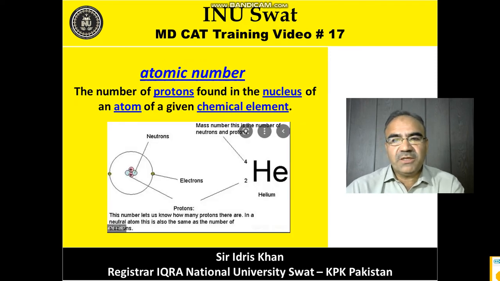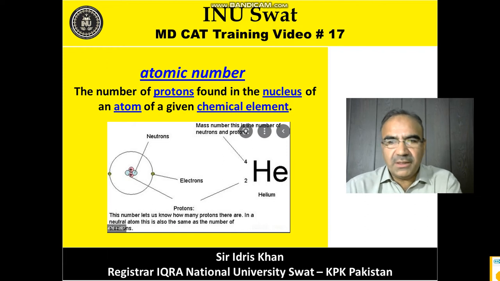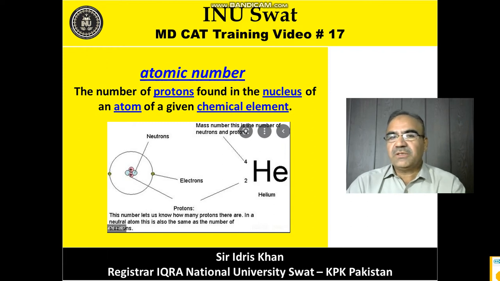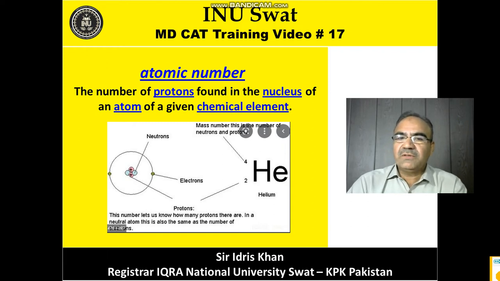Atomic number, something very important, but why I included this, because some of the students get confused in this atomic number, atomic mass. The number of protons found in the nucleus of an atom of a given chemical element. For example, in helium, we have got 2 protons or 2 electrons, so its atomic number is 2.